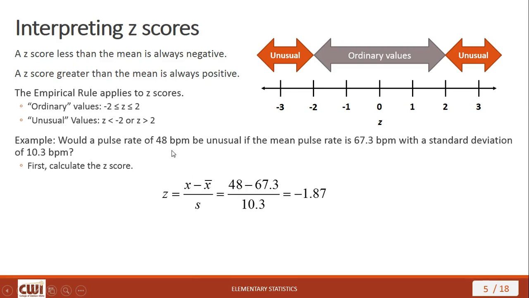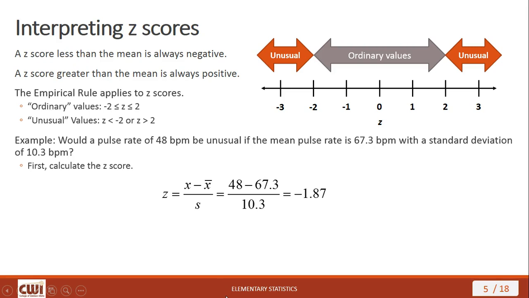We do that by looking at the definition, x minus x bar over s. 48 is the value of interest. We're subtracting from the mean, which is listed here in the problem statement, 67.3, and then dividing by the standard deviation. Punch all that out, and we get negative 1.87. That means that this value of 48 is located 1.87 standard deviations to the left of the mean value.